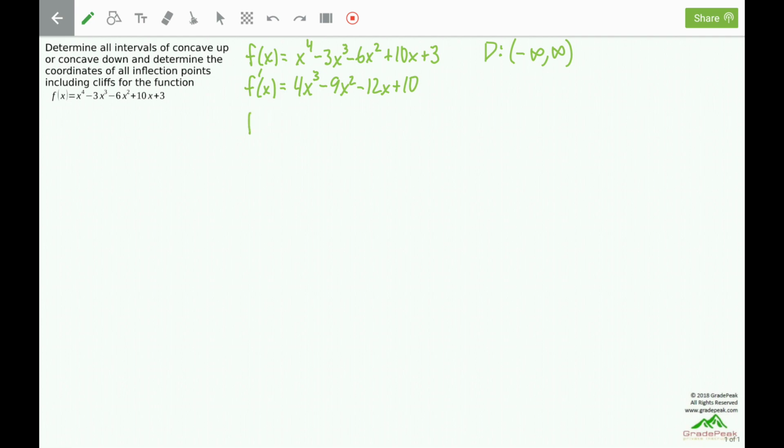We can now find the second derivative, f double prime of x equals. First term is power rule, bring down the power, multiply with the 4, subtract 1 from it. Second term is power rule, bring down the power, multiply with the negative 9, subtract 1 from it. Third term is a constant times x, the derivative is the constant, and fourth term is a constant with no x, derivative is 0. We will want to fully factor the second derivative.